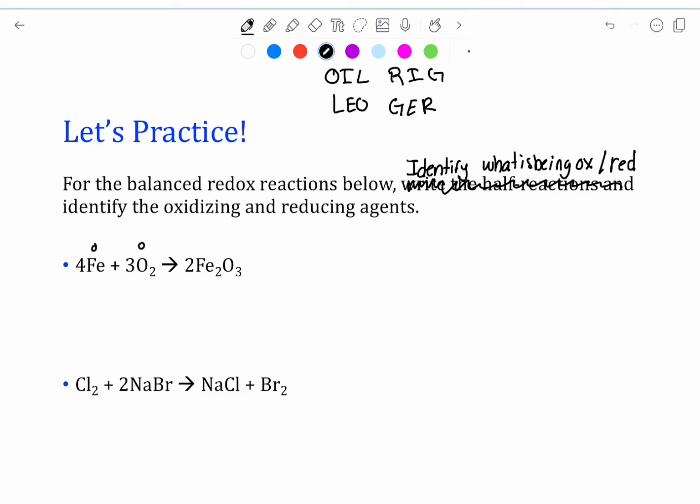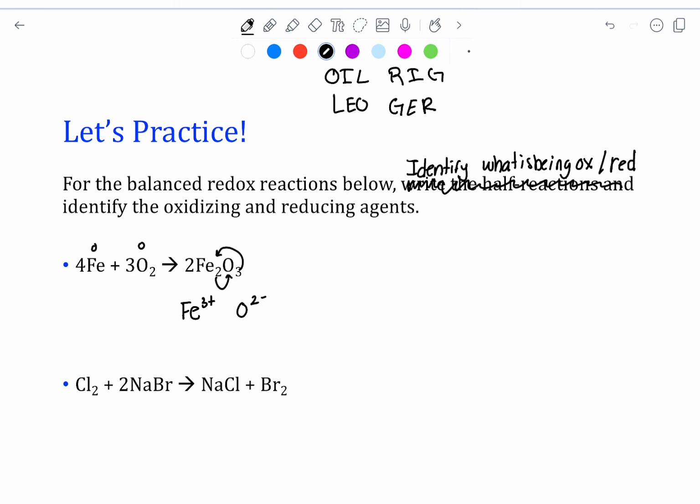On our product side, we have iron 3 oxide, and that's an ionic compound. It's made up of a metal and a nonmetal. So we know we can separate this guy into its 2 charges. So we do a little reverse crisscross. The 3 came from the iron, the 2 came from the oxygen. So we get Fe 3 plus and O 2 minus.